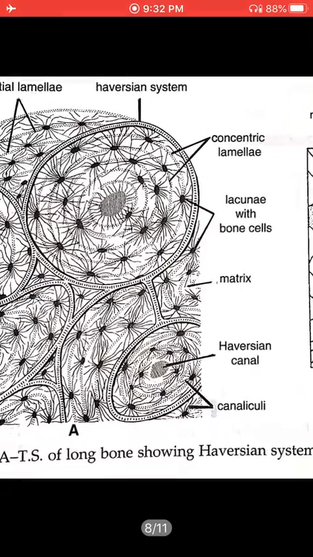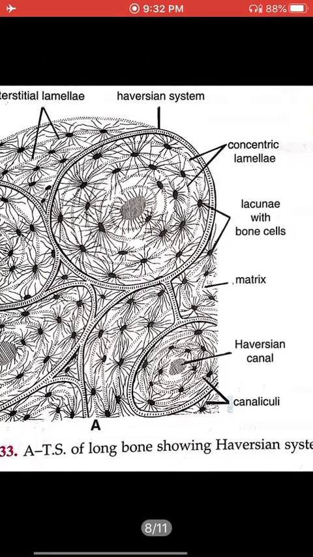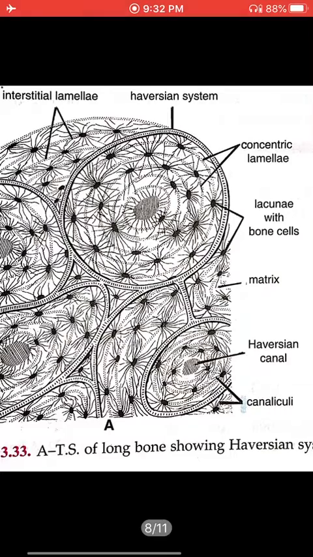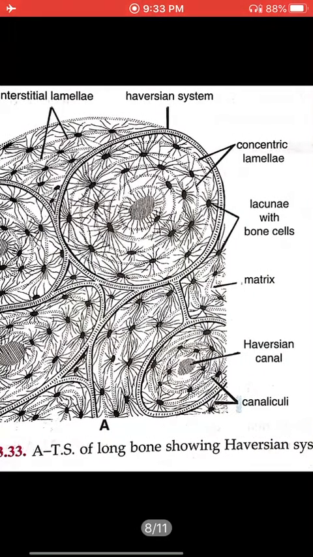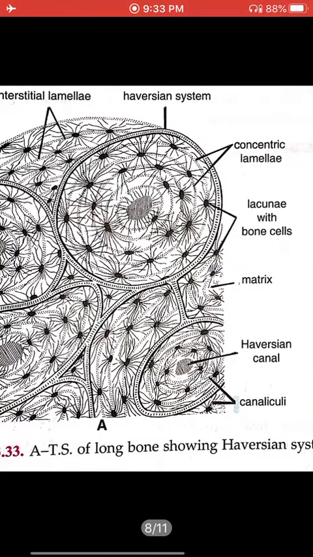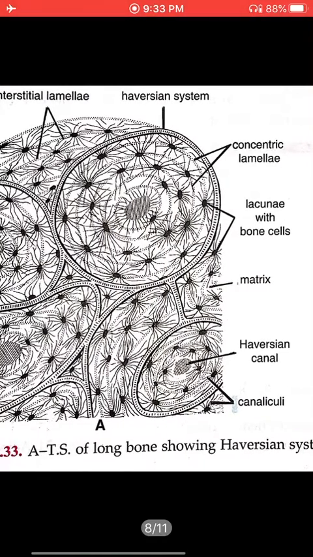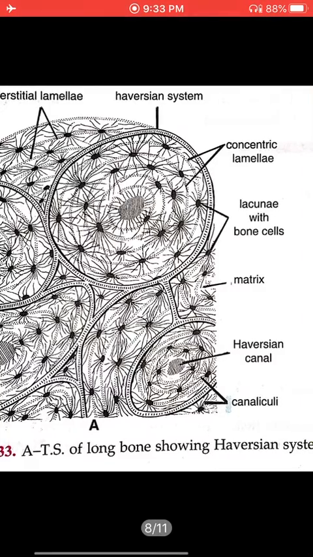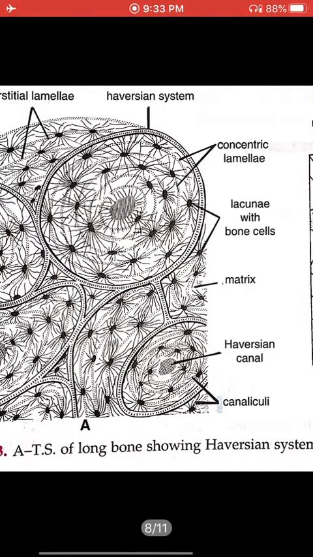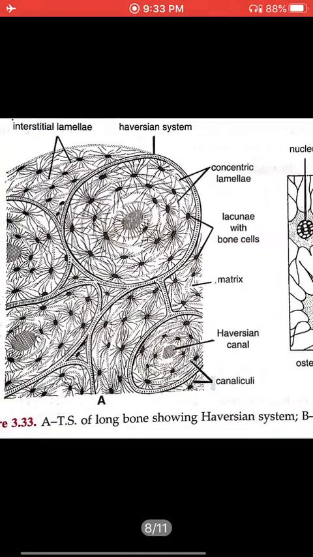The first diagram is a TS of the long bone. Bone basically provides the structural framework of the body. As you know, it is present all over the body. The cells in the bones are known as osteoblasts. The matrix of the bone, in the form of thin concentric rings, is called lamellae. The rings you can see are called lamellae. It is mentioned in the figure itself: concentric lamellae, lacunae with the bone cells, and matrix. The Haversian canal is there, which is made up of yellow matter.